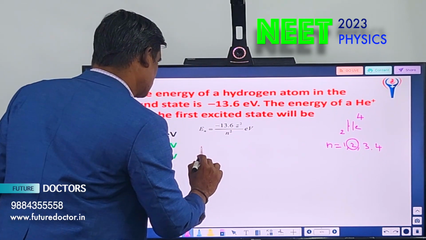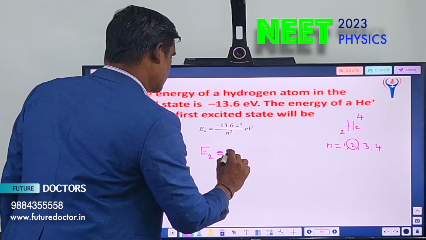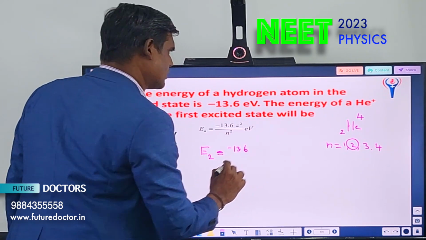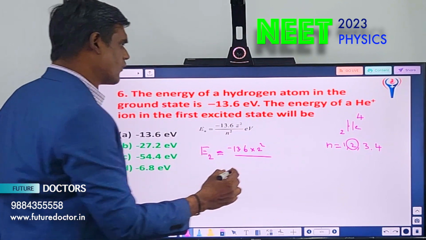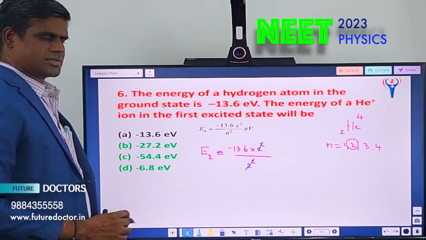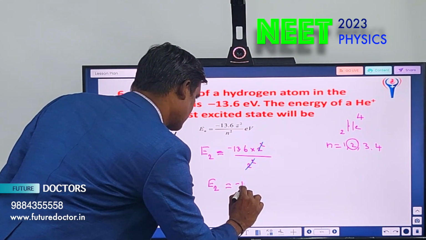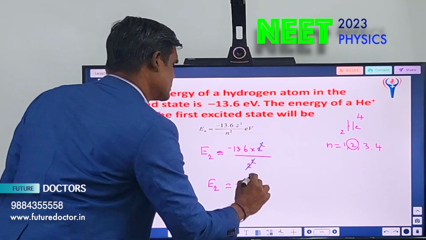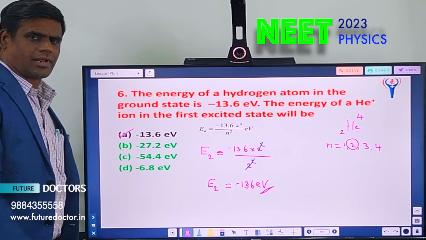Then substitute. E for n equal to 2 equal to minus 13.6 into, what's the value of Z? 2. So into 2 square by, what's the value of n? That also 2 square. Then 2 square getting cancelled. Then what's the value of E2? E2 equal to minus 13.6, and this is in eV, it's already in electron volt. Option A is the correct answer.